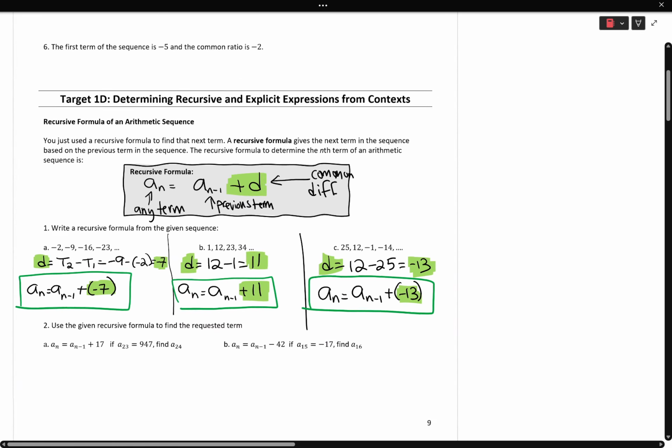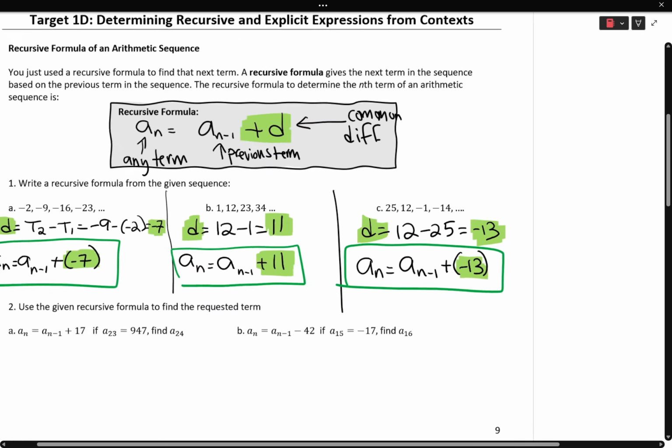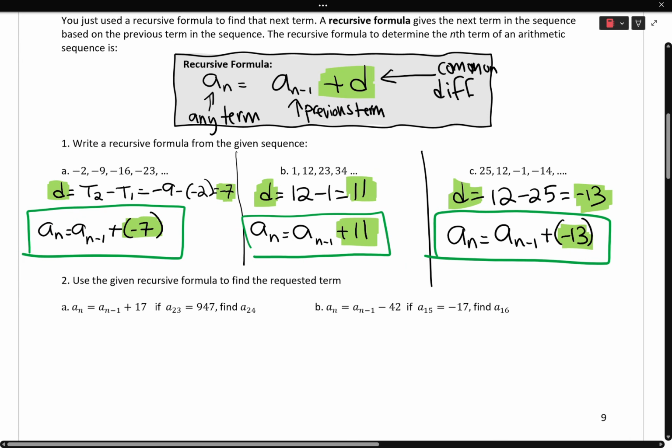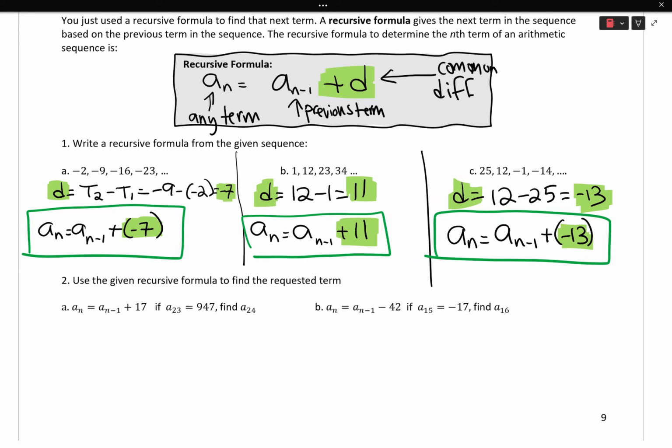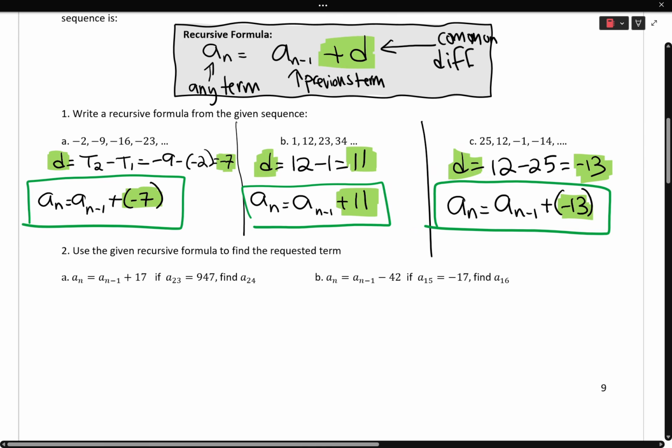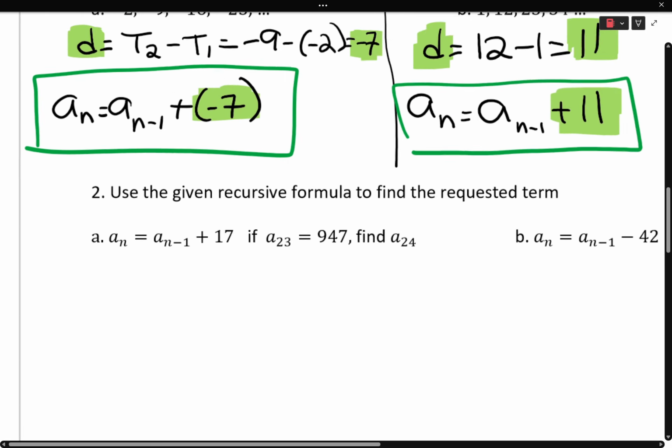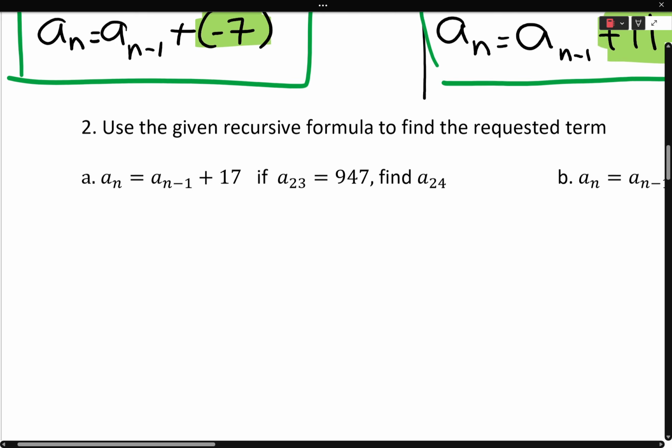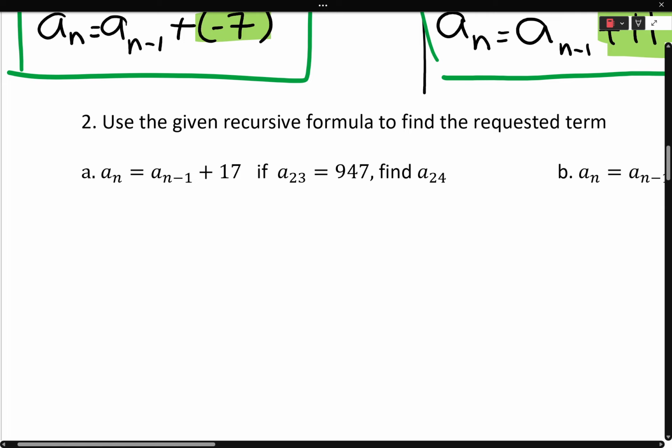Now, the use of this formula can only be applied if we have a previous term. So like if we have a second term, we can find the third. If we have the fourth, we can find the fifth. So that's what we're going to do in number 2. We're given the recursive formula, and we're given the 23rd term. I'd like to find the 24th.